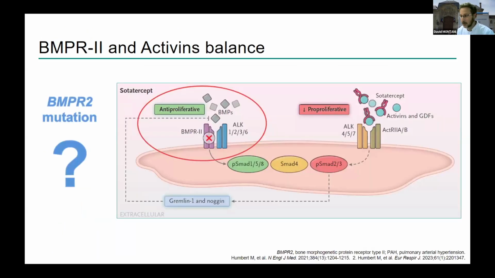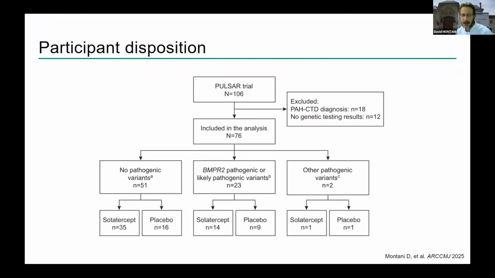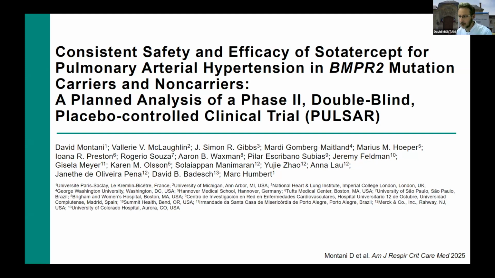So there is a question about patients who have a BMPR2 mutation. Should these patients respond better than the others or not? It was an open question. So in this study that I will present to you, we look at the response to treatment to Sotatercept in patients with BMPR2 mutation and in patients without BMPR2 mutation. It was published this year in the American Journal of Respiratory and Critical Care Medicine, and it was data from the PULSAR study.